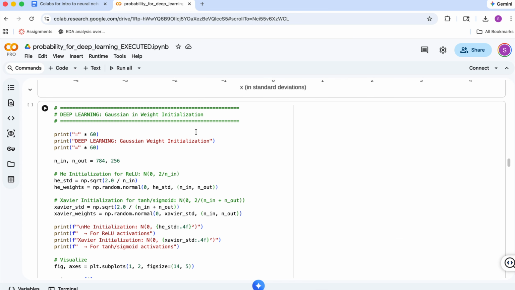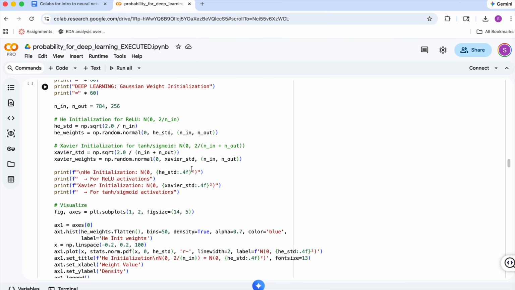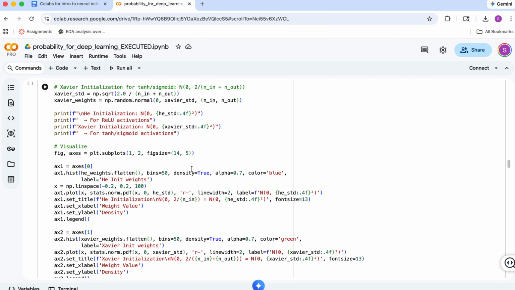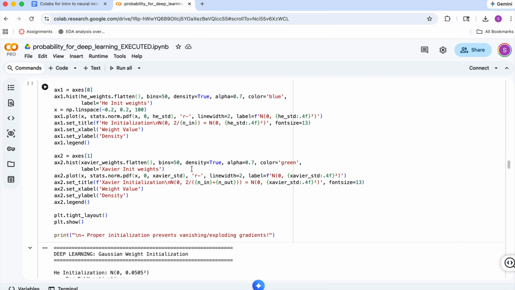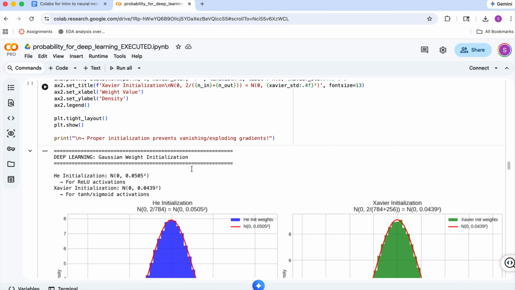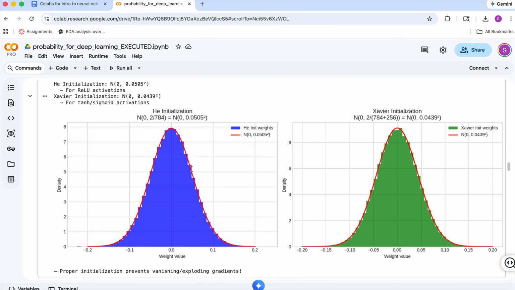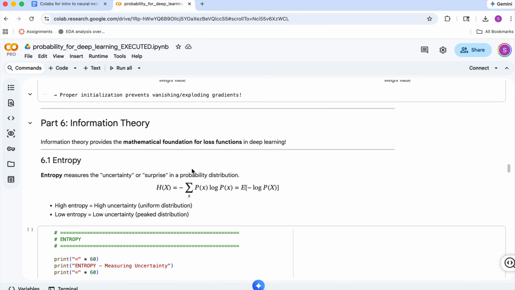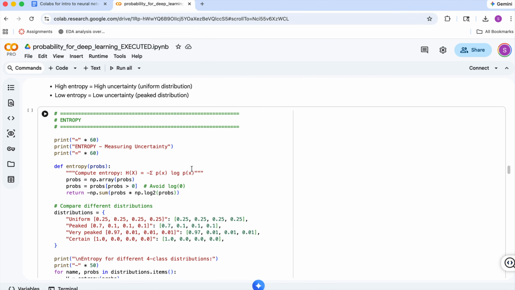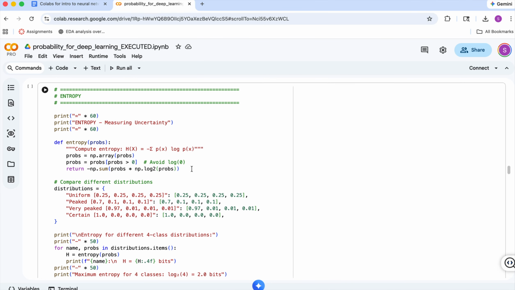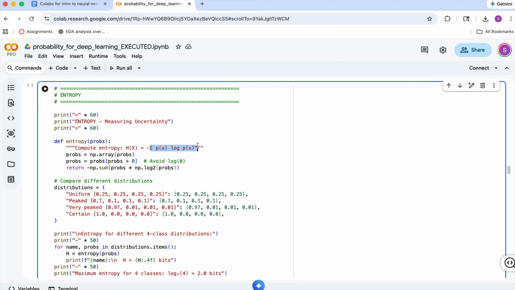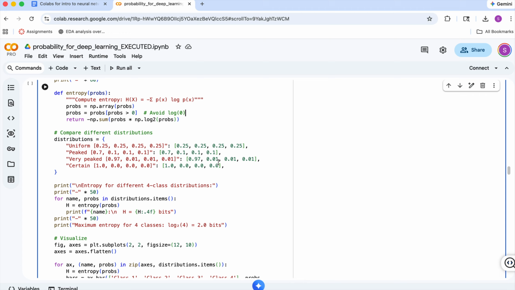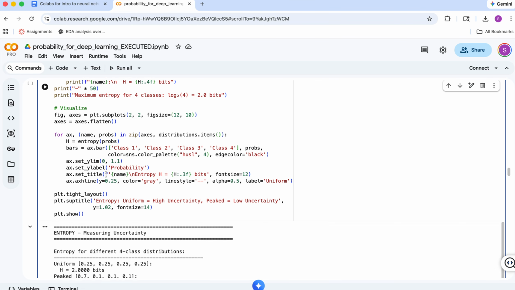Next, here I implement weight initialization by sampling weights from a Gaussian distribution with mean 0 and standard deviation equal to the square root of 2 divided by the number of input units. In the next cell, I define the entropy function as the negative sum of probabilities times their log base 2 and apply it to distributions ranging from perfectly certain to completely uniform.